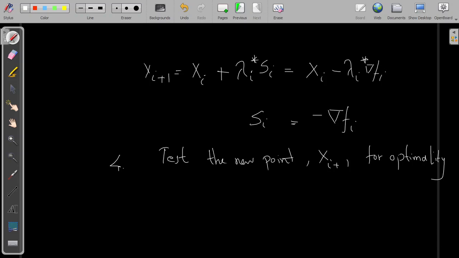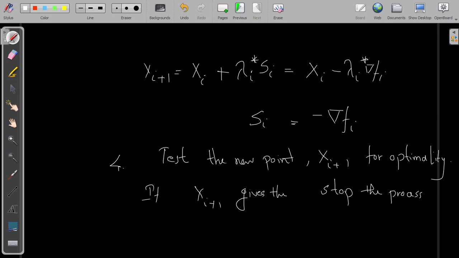Optimal. Then if xi plus 1 gives the optimum solution, stop the process. That means you will evaluate the objective function f of x at the new test point, that is xi plus 1, and if the objective function is minimized, then we will stop the process.